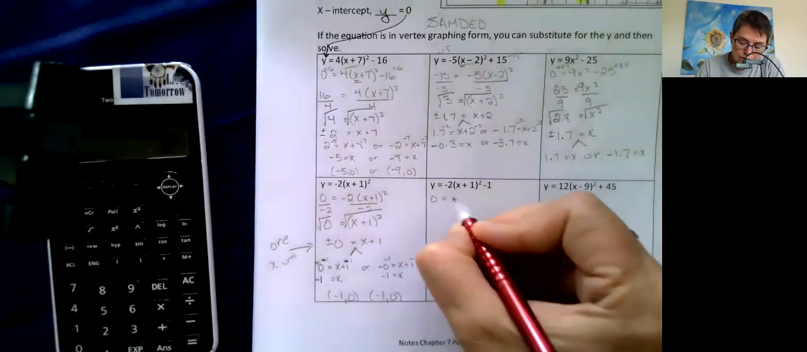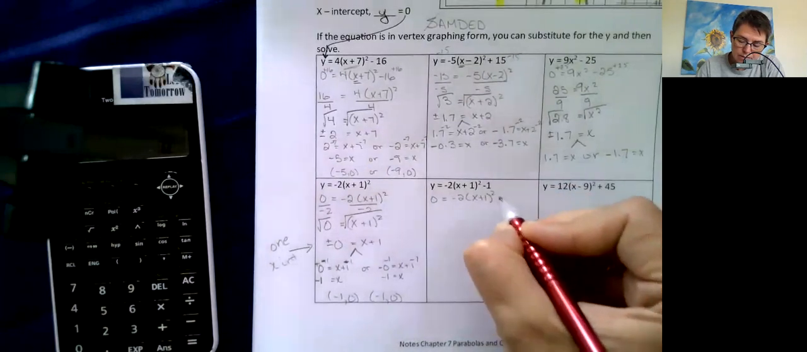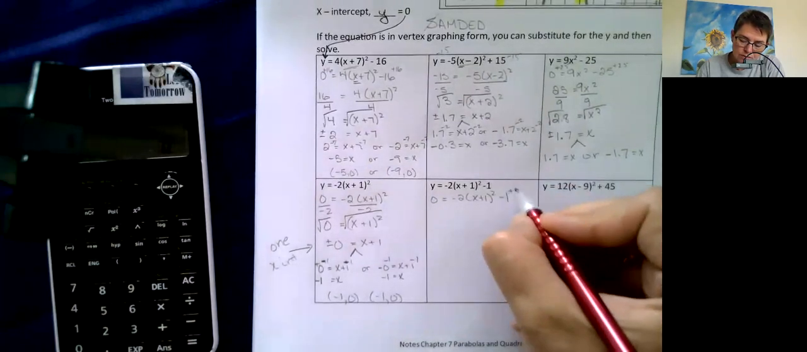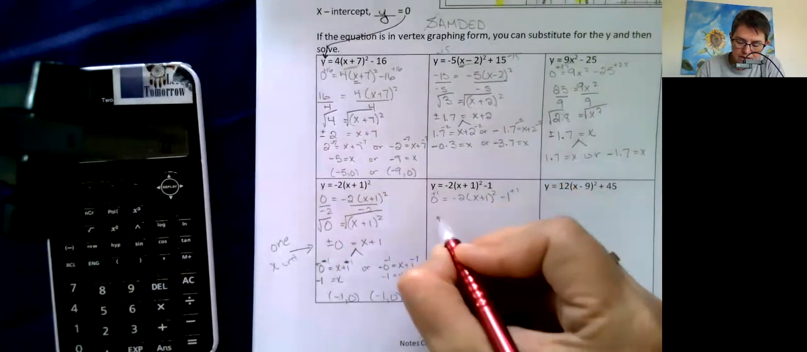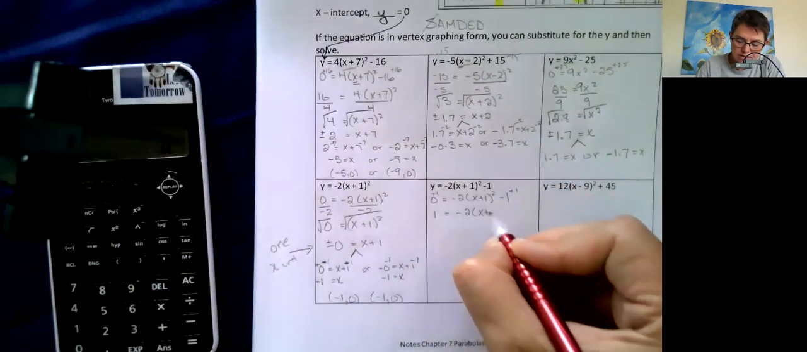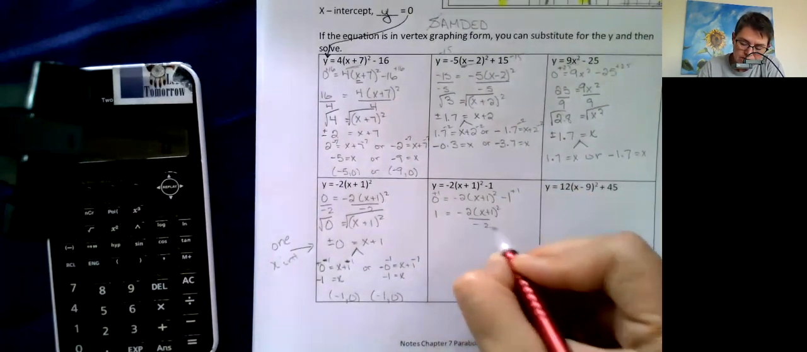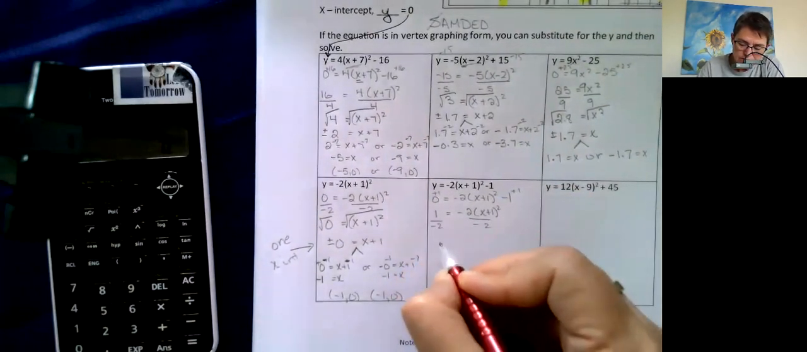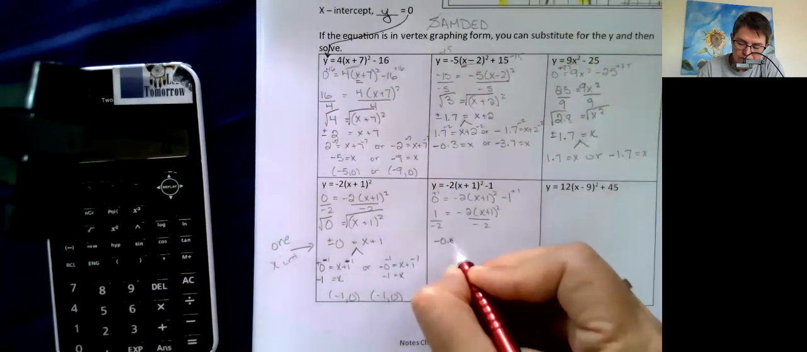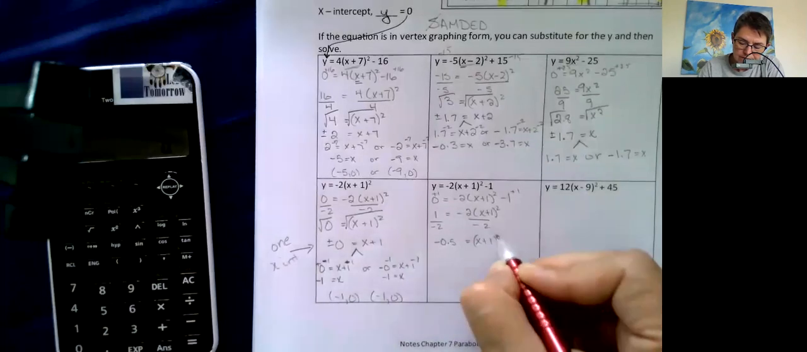0 is equal to minus 2 times (x plus 1) squared minus 1. So let's add 1 and add 1. So 1 is equal to minus 2 times (x plus 1) squared. And then we're going to divide by minus 2, divide by minus 2. So minus 0.5 is equal to (x plus 1) squared.